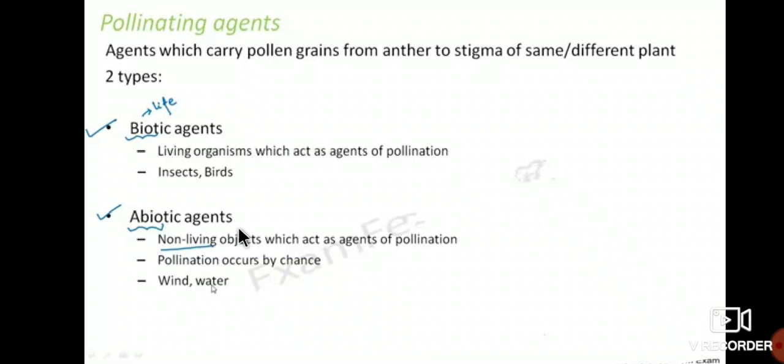And abiotic agent means wind and water. With the help of wind, that means if the wind is very fast, the lightweight seeds will fly through the air and they will be at a particular place, or somewhere places they will grow with the action of wind, water and climate. That means rain.